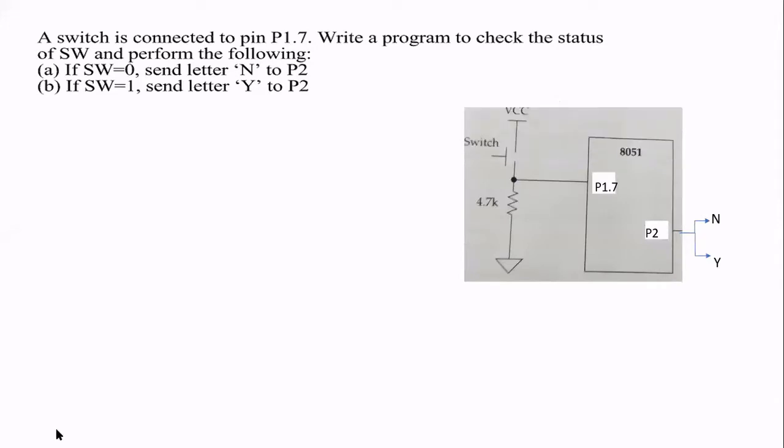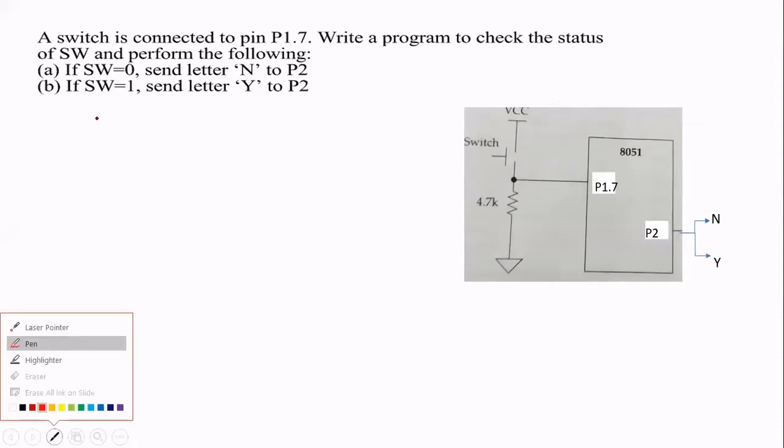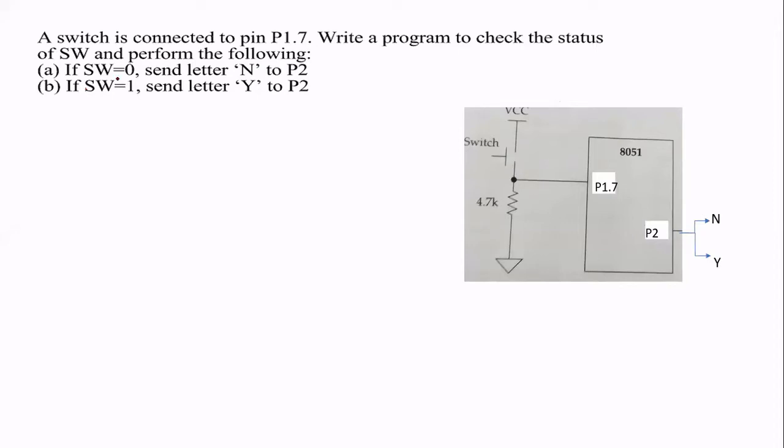Write a program to check the status of the switch and perform the following. So you need to check the status of the switch. If the switch is 0, send N to P2. If the switch is 1, send Y to P2. This is what we need to do. So where is the switch connected? Switch is connected to P1.7 and you need to send the data to P2. So that is the requirement.